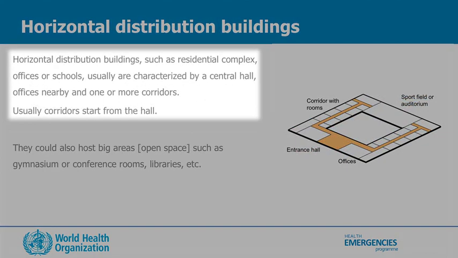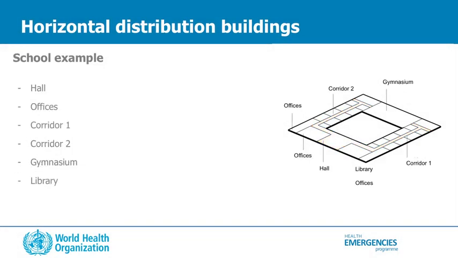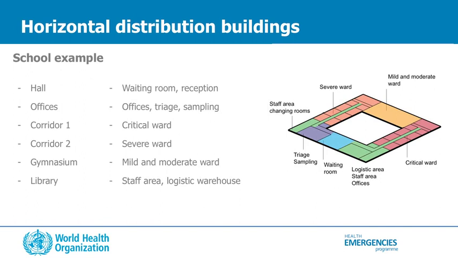Horizontal distribution buildings, such as residential complexes, offices and schools, usually are characterized by a central hall, offices nearby and one or more corridors. Usually corridors start from the hall. They could also host big areas, open spaces, such as a gymnasium or conference room and libraries. An example can be a school. Here, how a school can be repurposed, assuring flow and area delimitation.